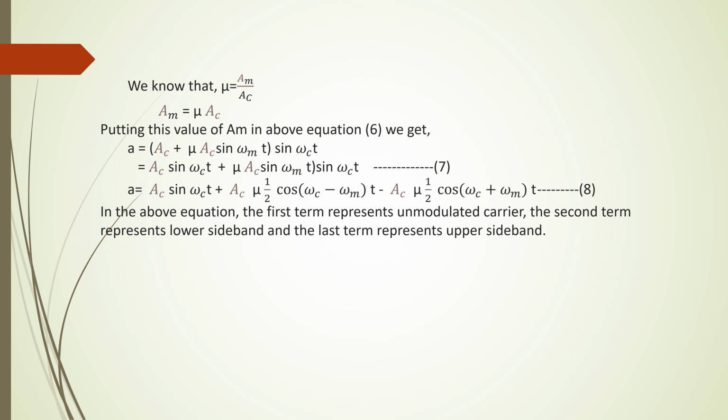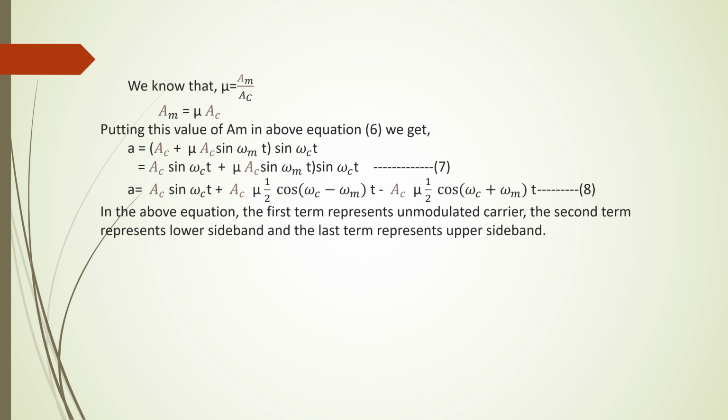Equation 6. We know that mu = Am/Ac, so Am = mu Ac. Putting this value of Am in the above equation 6, we get A = (Ac + mu Ac sin omega m t) sin omega c t, equal to Ac sin omega c t + mu Ac sin omega m t sin omega c t.